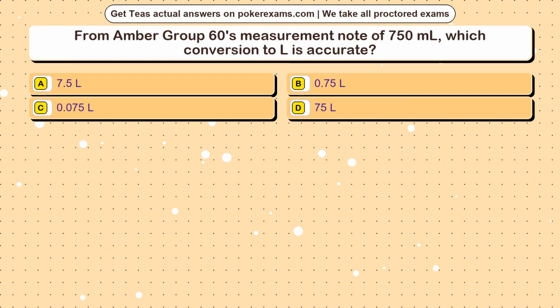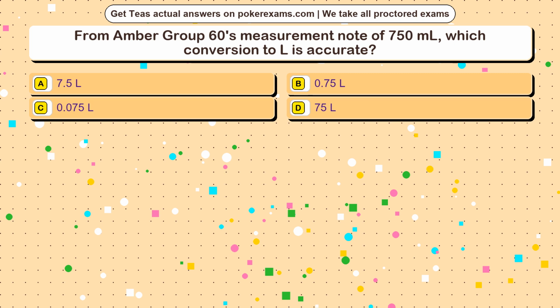Question 11. From Amber Group 60's measurement note of 750 ml, which conversion to L is accurate? Option A, 7.5 L. Option B, 0.75 L. Option C, 0.075 L. Option D, 75 L.